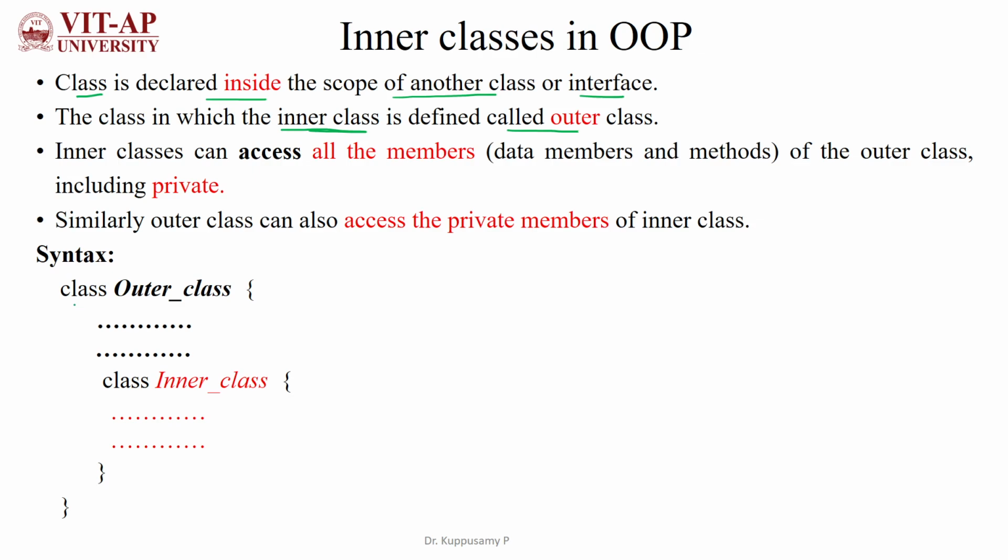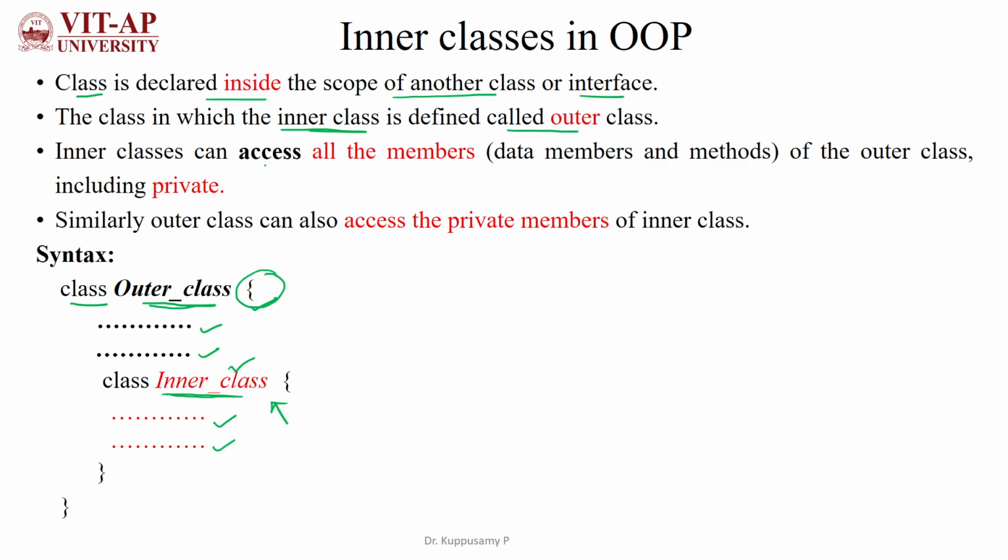For example, the class name is outer class, and here we are defining it by opening the curly braces. Then we are writing a number of statements. Then inside that we are defining one more class with the class name inner_class. So this class is inside the outer class, so this class is called an inner class. It has its own number of statements.